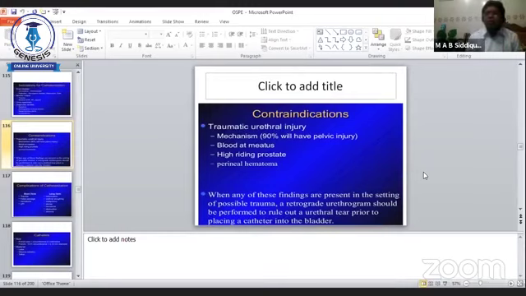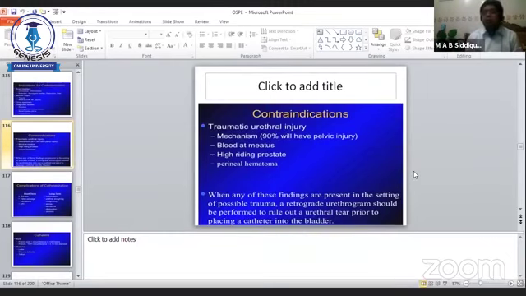So what are the contraindications of catheterization when there is a history of trauma? Because in a case of trauma, there is a chance of ruptured urethra. When there is an incomplete rupture of the urethra, if you try to introduce a catheter, it becomes complete. So it is better not to try catheterization in a trauma patient when you suspect a ruptured urethra. It should be avoided.